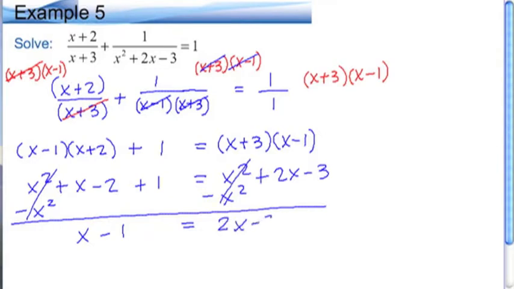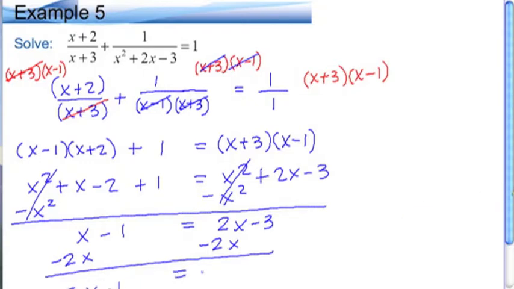If I move the x's over here, that gives me negative x minus 1 is equal to negative 3. Add 1 to both sides, and we have negative x equals negative 2, and so positive x must equal positive 2. Now before we say that's our solution, we need to make sure that that's not a restricted answer.